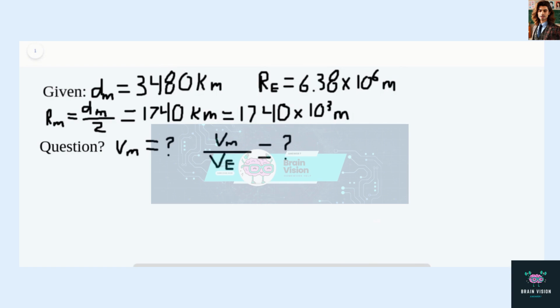Our question says that the diameter of the moon is 3,480 kilometers. What is the volume of the moon, and how many moons would be needed to create a volume equal to that of the Earth? Okay, so I went ahead and wrote down what we have given here.